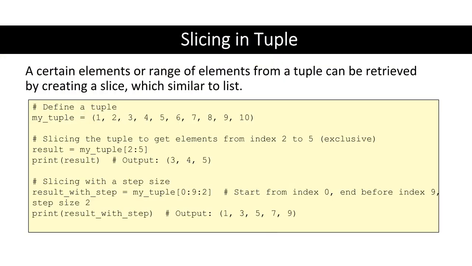my_tuple equals (1, 2, 3, 4, 5, 6, 7, 8, 9, 10). Now, result equals my_tuple[2:5]. Start at index 2, value 3, stop before index 5, including 3, 4, 5. So the output is 3, 4, 5. Next, result_with_step equals my_tuple[0:9:2]. Start at index 0, end before index 9, step equals 2, skipping every second element, so the selected values are 1, 3, 5, 7, 9. Output: 1, 3, 5, 7, 9.